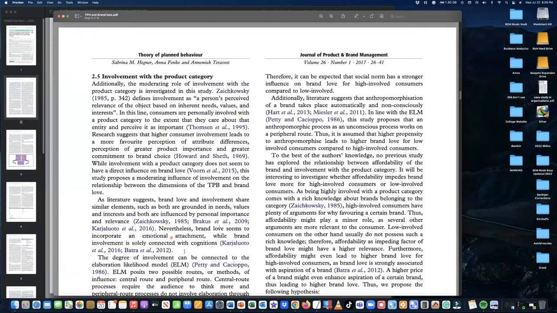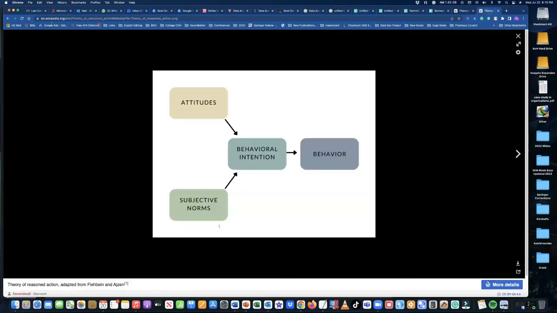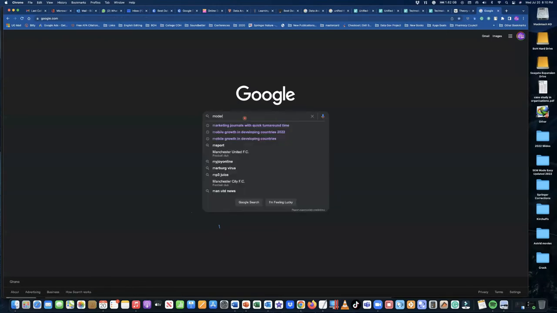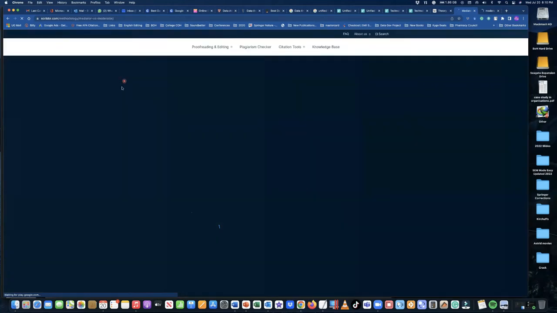Now, he used the word moderating role. So moderating needs to be explained. Last semester, I was explaining it and I ended up confusing students. So this time, I want to just use the word moderating variable. Okay, so let's use examples here.